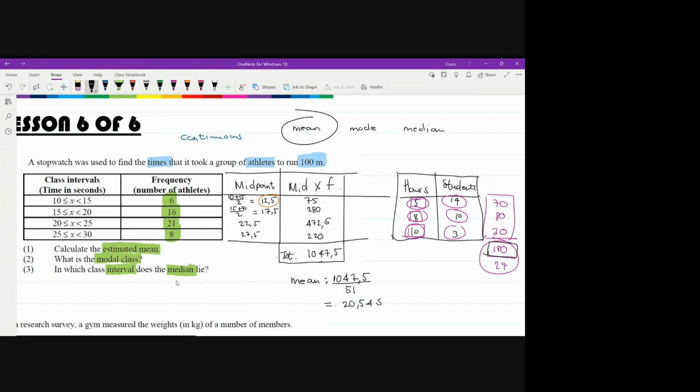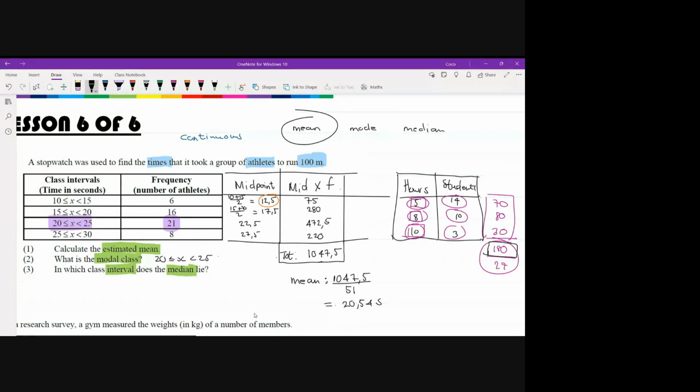Let's talk about the modal class. What is the modal class? The modal class is always going to be the interval with the highest frequency. So it's going to be a range. They won't just say, what is the mode? We're not going to know because we don't have the values. So when they say the modal class, we're going to look for the range with the highest frequency. It's that one. So our answer needs to be this whole pocket. The modal class is 20 to 25, because we don't know what the values are in between there. That's correct.